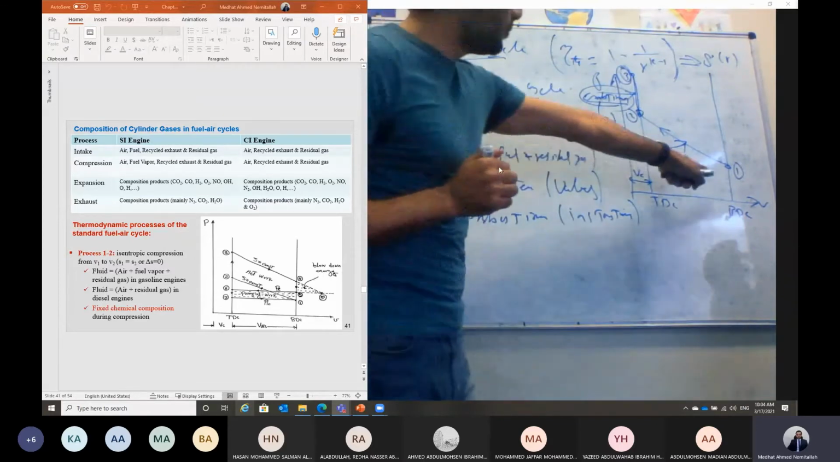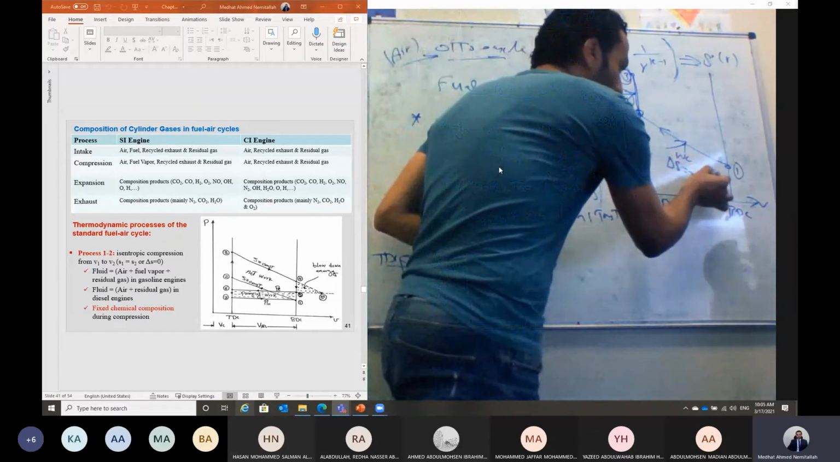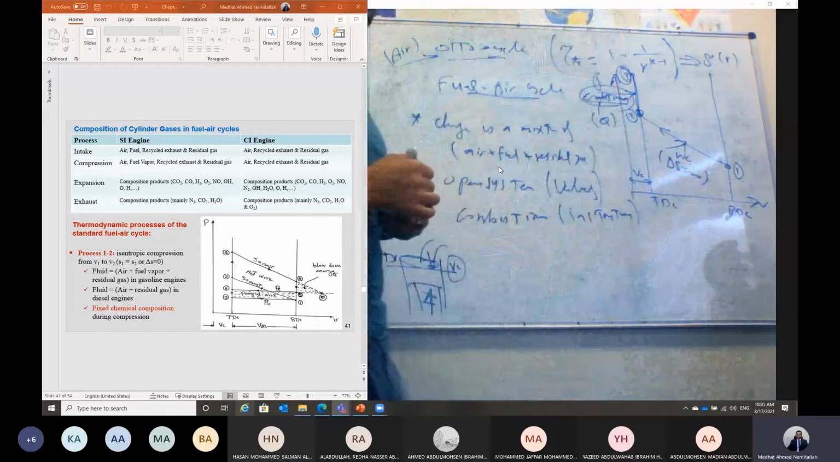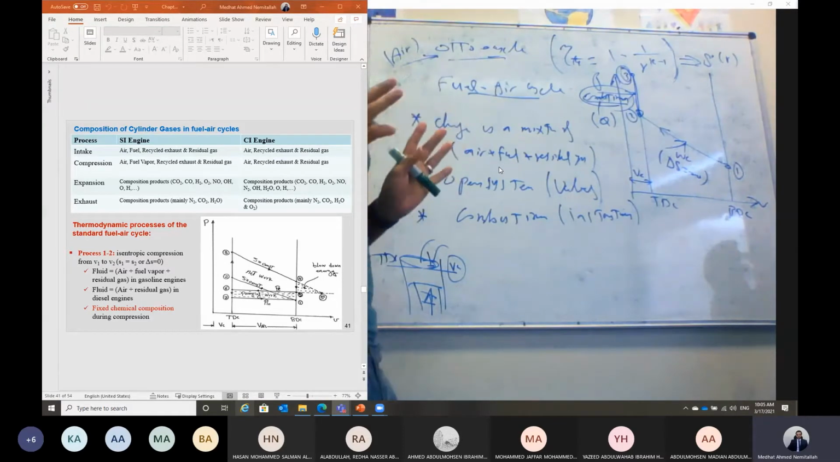So the process from 1 to 2 is still isentropic compression. So delta S is equal to 0. And isentropic means what? The process is reversible, and the process is adiabatic. And this is actually a kind of reversible process.